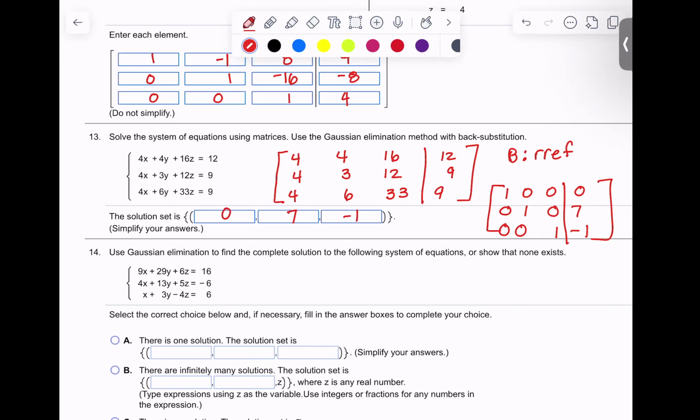And I can do a quick check of this to make sure that I've inputted everything correctly. So I can just do this in my head, hopefully pretty quick. 28 minus 16 is 12. That works in the first. 21 minus 12 is 9. It works in the second. 42 minus 33 is 9. It works in the third.